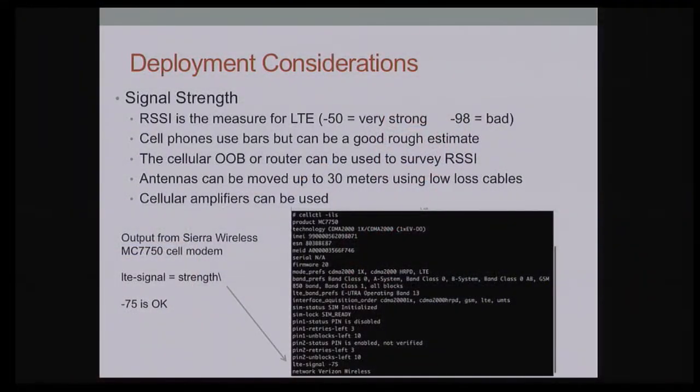So when we talk about going into deployments, initially the biggest concern we get from customers is the signal strength in the data center or at a remote site. So it all comes down to RSSI or LTE signal strength. It's a negative number in decibels, and anything around negative 40 is strong to negative 98, which is weak. If it's beyond negative 98, the device may not activate.